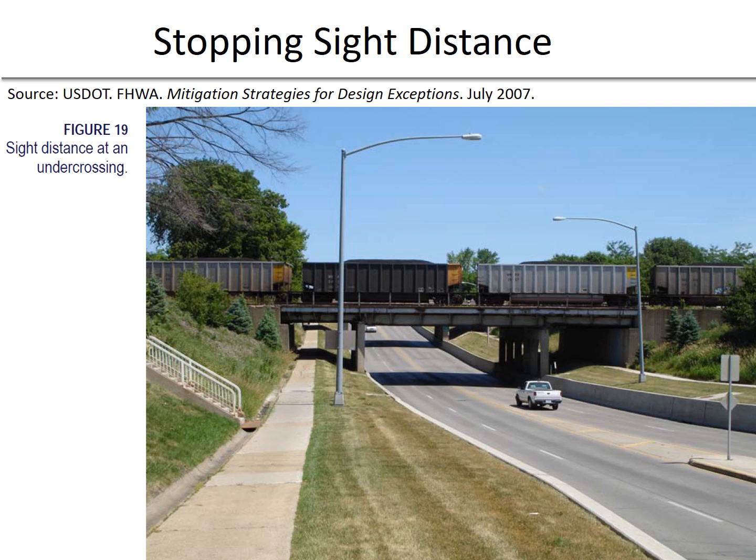We can have other sight distance issues. Here's an example of a railroad crossing over a highway, and the railroad bridge itself, as well as the cars on the railroad tracks, can block or obstruct the view from drivers. So making sure that there isn't some kind of sight distance issue for these particular locations is very important.